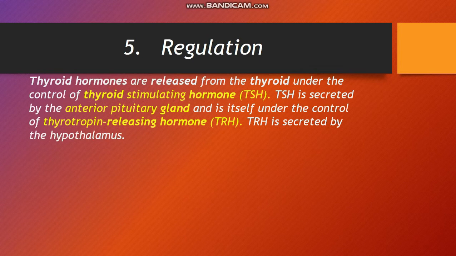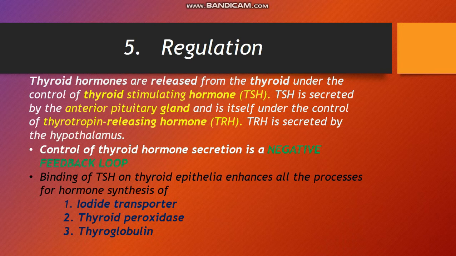Regulation: thyroid hormones are released from the thyroid under the control of the thyroid stimulating hormone, TSH. TSH is secreted by the anterior pituitary gland and is itself under the control of the thyrotropin releasing hormone. TRH is secreted by the hypothalamus. This is known as an axis. The hypothalamus is that part of the brain which has a neuroendocrine function as well. All the stimulating hormones, all the releasing hormones, they are being secreted from the hypothalamus. Now TRH is secreted by the hypothalamus.